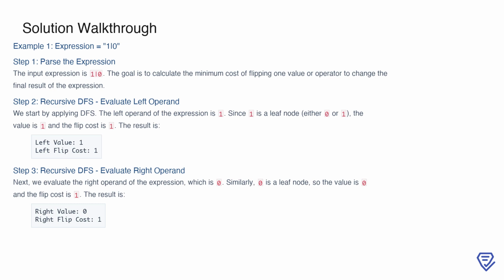First, we evaluate the left operand, which is 1. Since 1 is a leaf node, it directly represents its value, which is 1. The cost to flip it to its opposite value, 0, is simply 1. Next, we evaluate the right operand, which is 0. Similarly, as a leaf node, its value is 0, and the cost to flip it to 1 is also 1. With these evaluations, we now have the left value as 1 with a flip cost of 1, and the right value as 0 with a flip cost of 1.